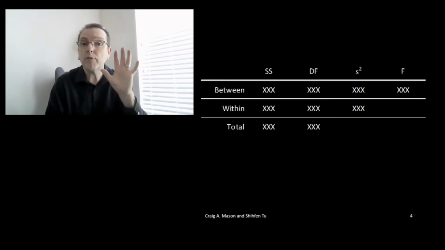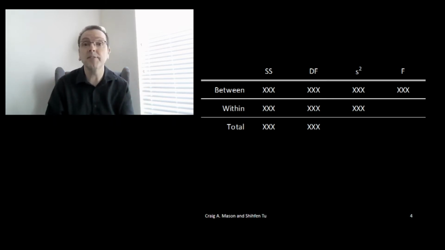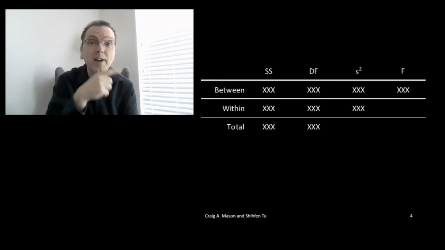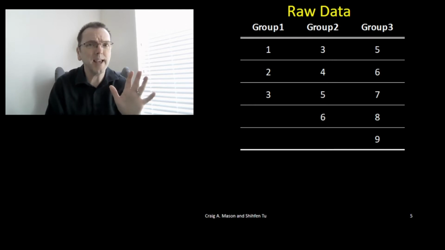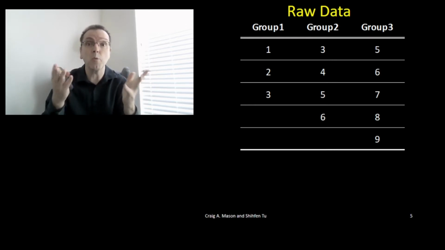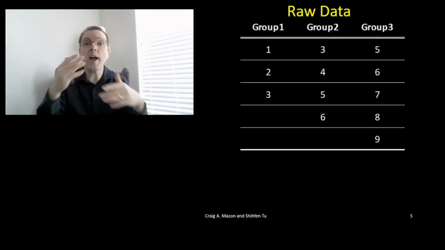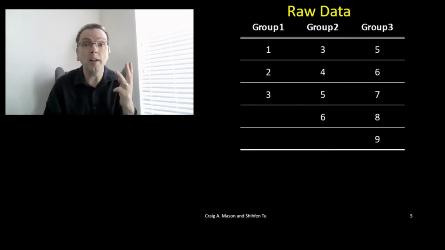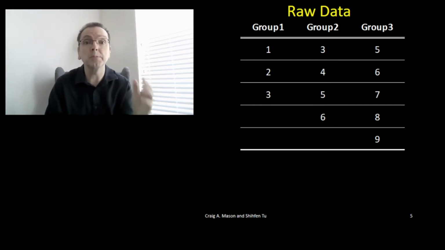So we'll first look at the raw data and then go through the process of filling out all of the values in the table. So, as I just said, to calculate an F statistic, we need to start with the raw data. So here I've organized the data into 3 columns, each column corresponding to one of our 3 groups.